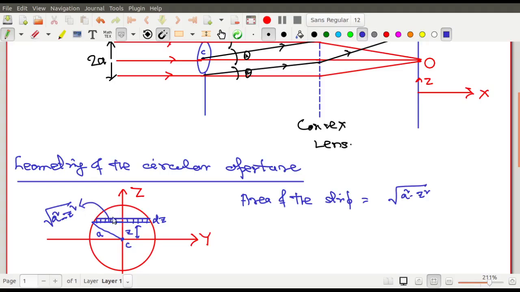You understood? We understand very well. A square minus z square আছে এইটা. ঠিক, তাহলে what is the total length? So it should be 2 times of that, because this and this one, length left ও আছে, right side ও আছে. The area of the strip multiplied to dz. Okay, that is what I have considered first.